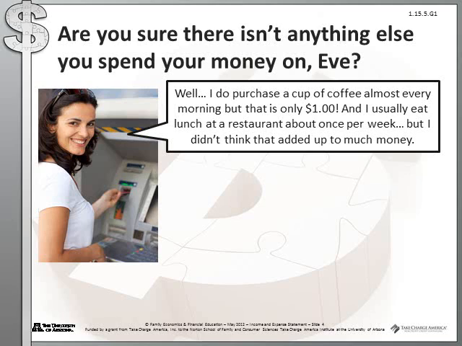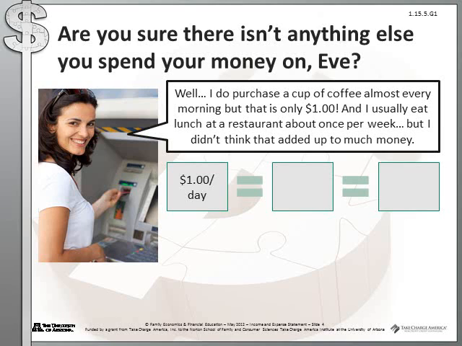Are you sure there isn't anything else you're spending money on, Eve? Well, I do purchase a cup of coffee almost every morning, but that's only $1, and I usually eat lunch at a restaurant about once per week, but I didn't think that added up to much money. Let's see how these expenses are affecting Eve's budget.